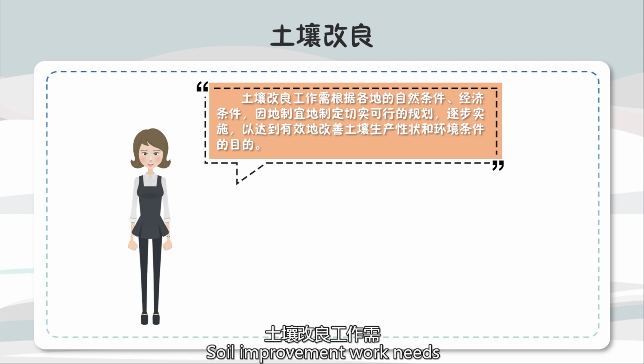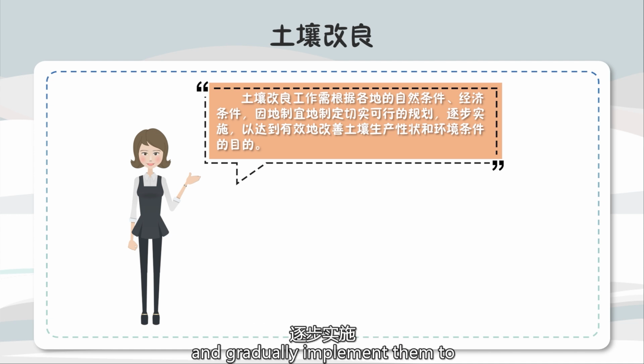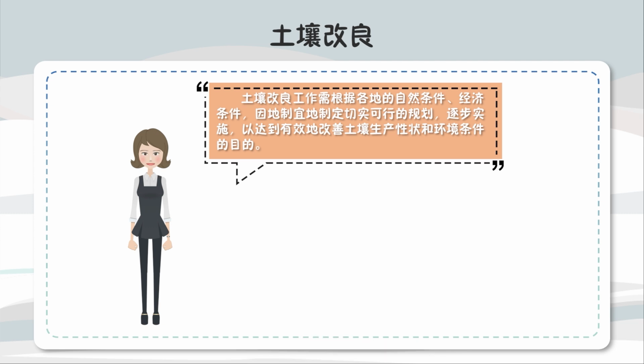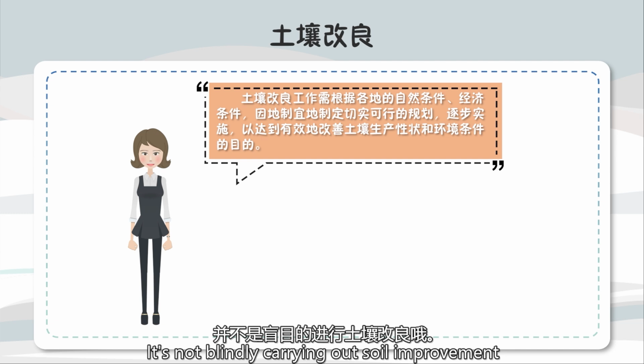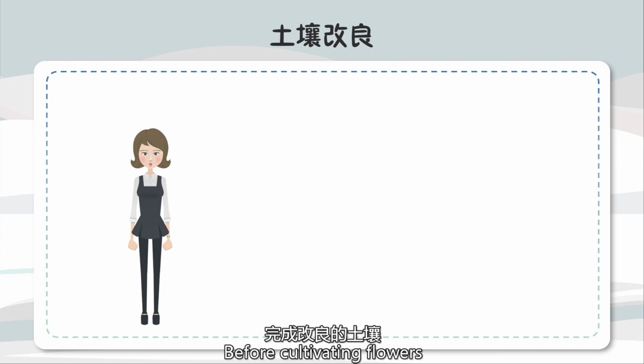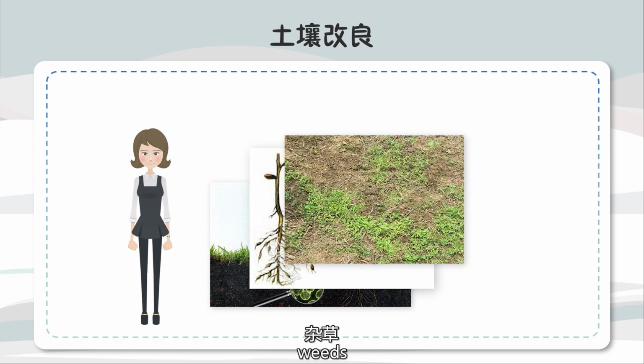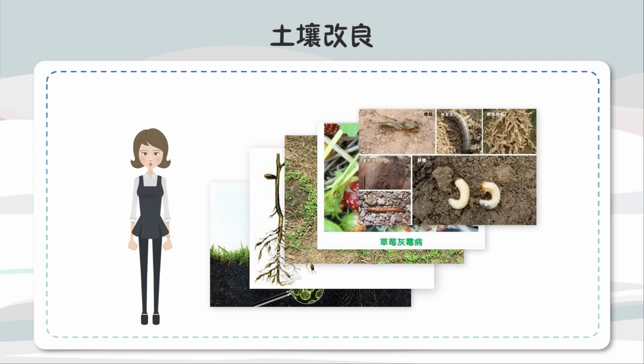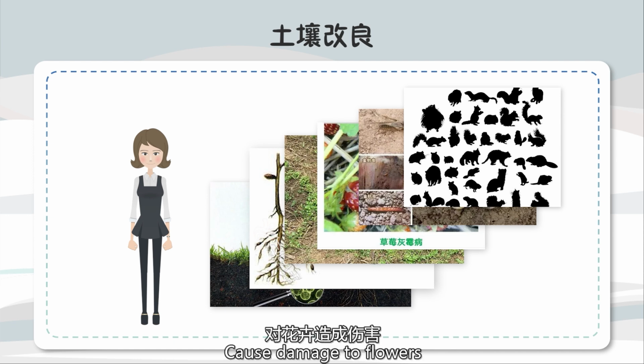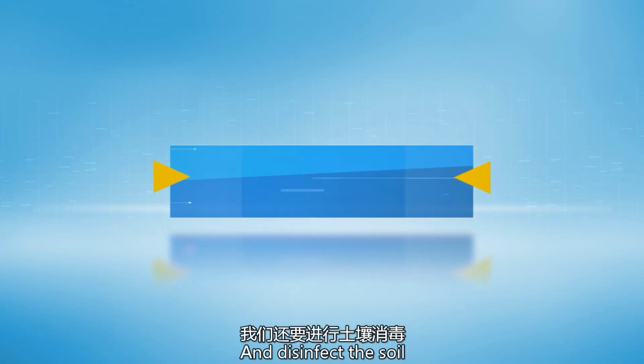Soil improvement work needs to develop practical and feasible plans, according to local natural and economic conditions, and gradually implement them to effectively improve soil production characteristics and environmental conditions. It's not blindly carrying out soil improvement. Before cultivating flowers in the improved soil, to avoid fungi, bacteria, nematodes, weeds, soil-borne viruses, underground pests, and rodents causing damage to flowers, we need to disinfect the soil.